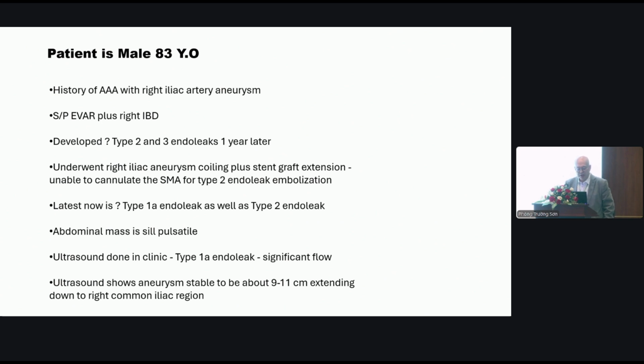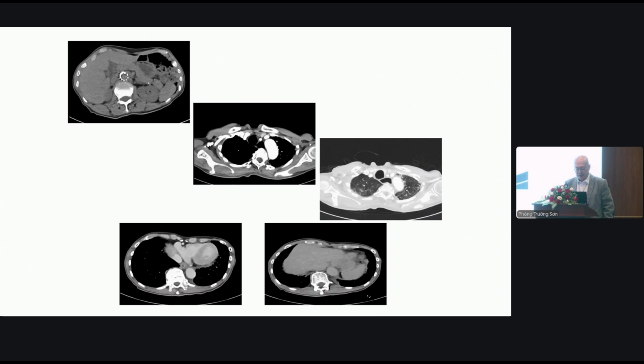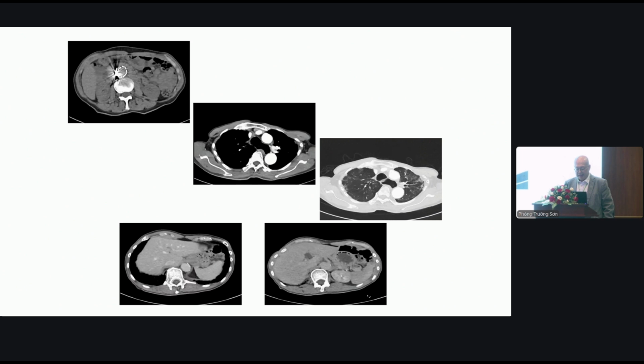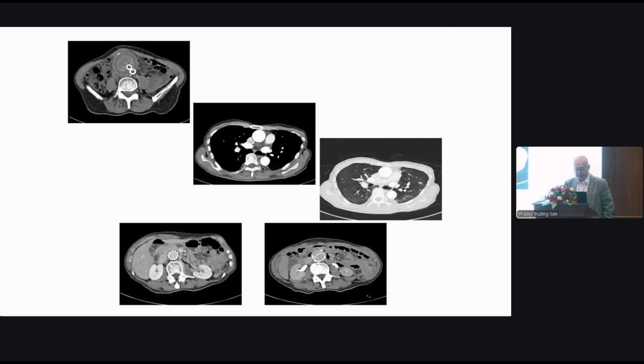Example would be this patient, 83-year-old, AAA, right iliac artery aneurysm, underwent a right iliac artery aneurysm coiling plus stent graft extension, had a type 1A, type 2 endoleak that they were not sure, and then it showed a type 1A. And the aneurysm was now 11 centimeters. As you can see, it's a huge aneurysm, and this guy is walking around with pain, and obviously nobody wanted to touch him because of his age.